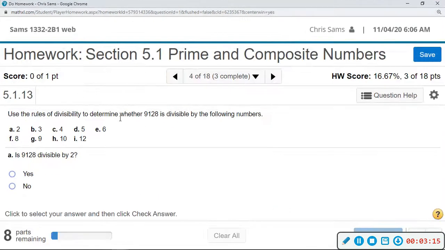Alright, and then we're going to use the divisibility rules to determine whether 9,128 is divisible by the following numbers. Okay. So is this divisible by 2? We know what it ends with. So it ends in a 0, 2, 4, 6, or 8, if it ends in an even number. So yes, it would be.